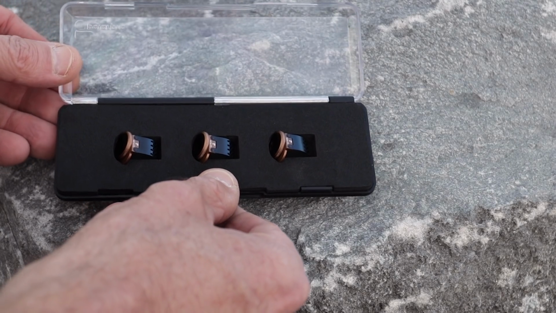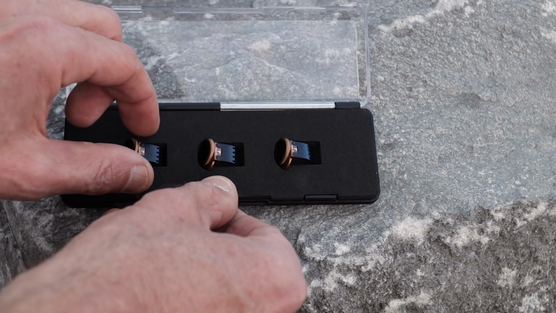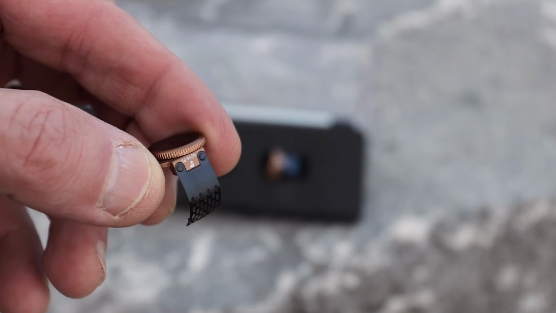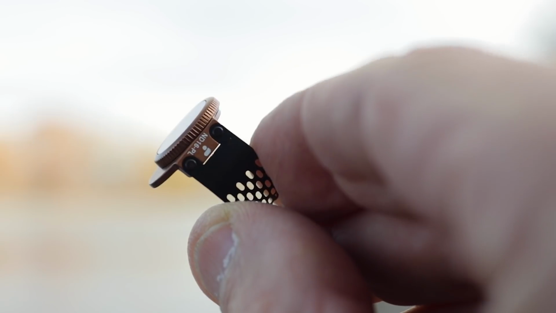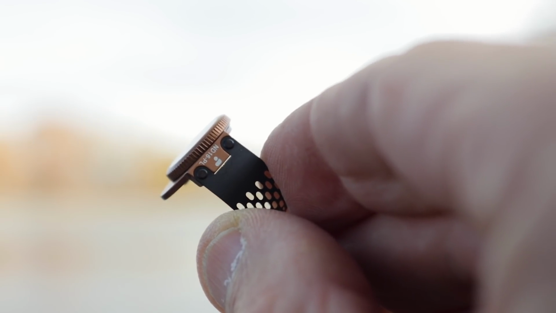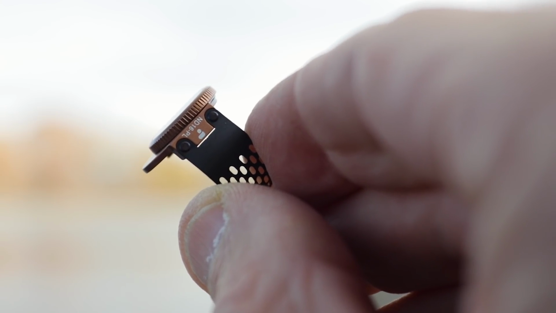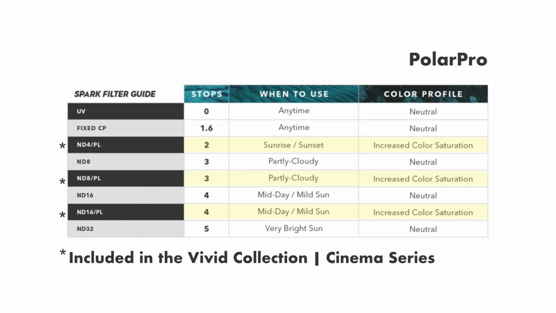The set of filters I use are the Vivid Collection Cinema Series from Polar Pro. It's a set of 3 filters with different strengths for different lighting conditions. It has an ND4, an ND8, and an ND16 filter. These filters are good for lighting conditions ranging from low light, sunrise, sunset scenarios, all the way up to partly cloudy, partly sunny days. An ND16 filter isn't quite strong enough for really bright sunny days. For that, you'd need an ND32 filter.